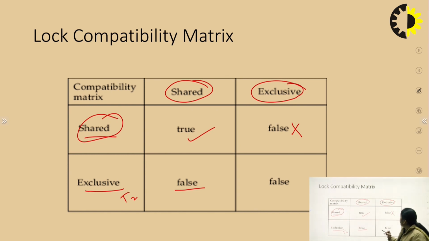Another condition is that when a transaction T1 wants to lock a particular data item in exclusive mode and T2 also wants to lock this data item in exclusive mode, then it is not possible. So you can see that only in the case of shared locking can two transactions simultaneously lock a particular data item. Otherwise, it is not possible.